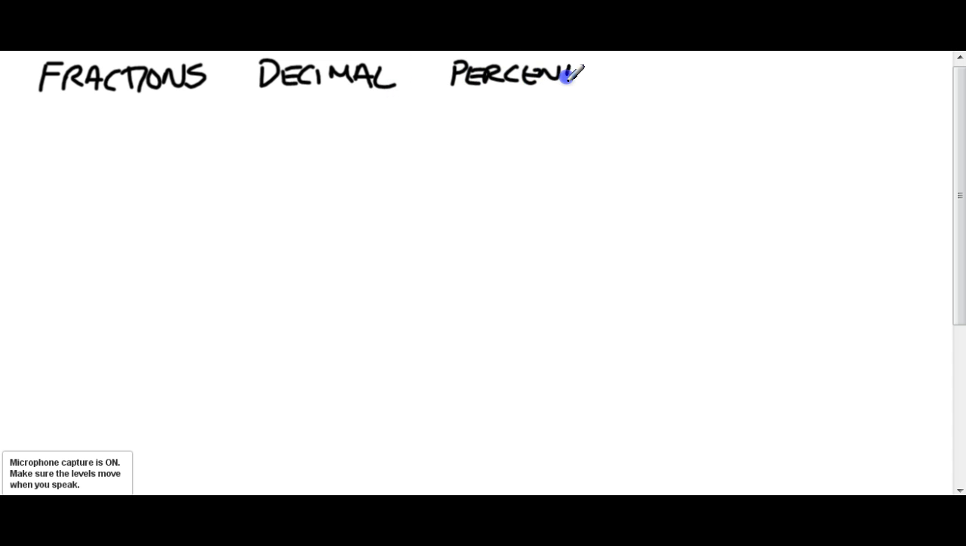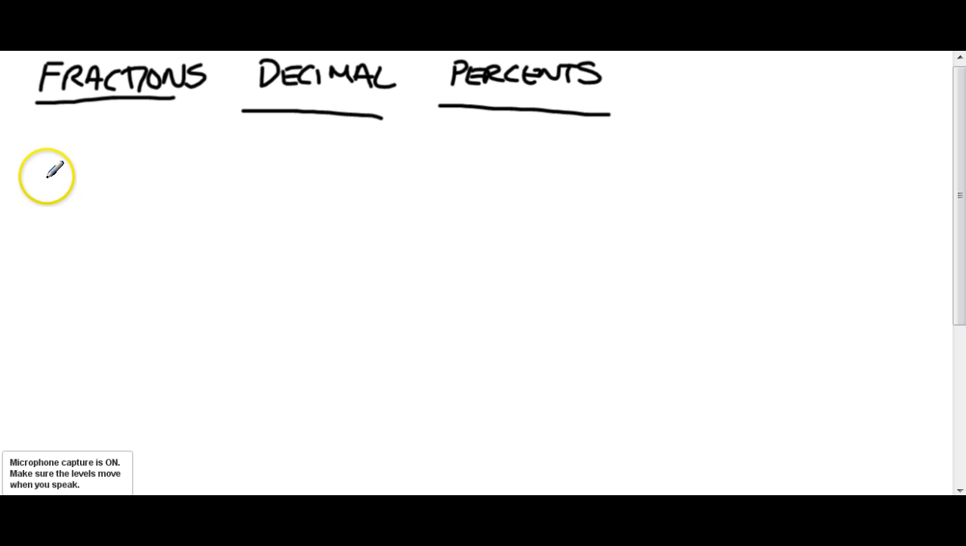Okay, and the first thing we're going to start out with is reviewing fractions, decimals, and percents, just some review. Because when we're going to do probability and odds, we need to be able to convert fractions into decimals, decimals into percents, percents into decimals, percents into fractions, and decimals into fractions. We need to be able to convert numbers back and forth.